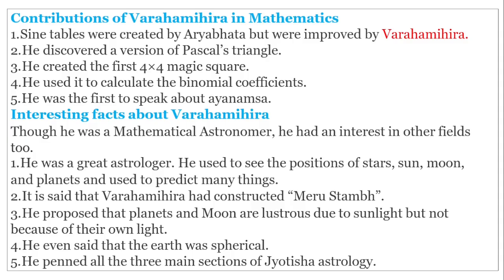And now some interesting facts about Varahamihir. He was an astrologer, as we have seen. He could predict many things based on the positions of stars, sun and moon and planets. He constructed Meru Stambha, which is also again used for astronomical purposes. He proposed that planets and moons shine because of sunlight, and they do not have their own light.